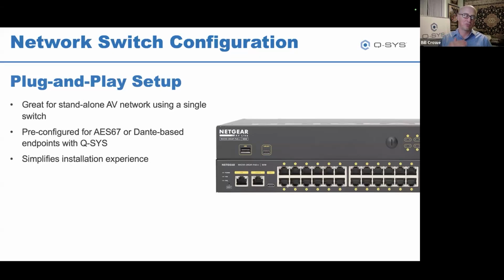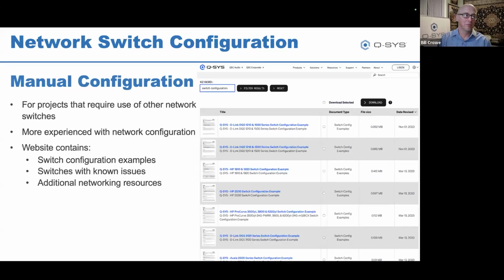Unfortunately, in the real world, we are forced to use other switches on occasion or need to coordinate with an owner's network, and they will tell us what switches we have to use. That kind of kicks us out of our comfort zone a little bit. But what we do provide on our website is our document library. We have changed where these are located recently on our website, but if you go to our support tab and then go into the document library, you can search for switch configuration files. There's a gaggle of switches listed there, along with the switch configurations that we recommend for those.